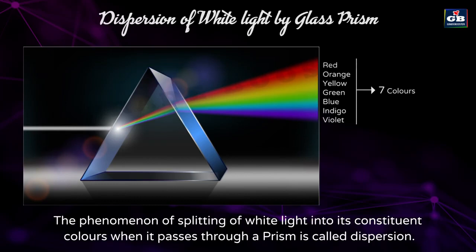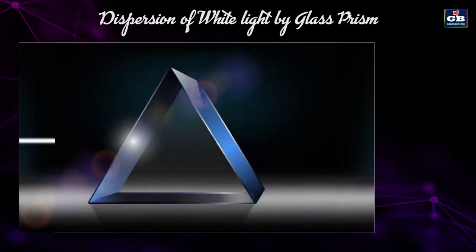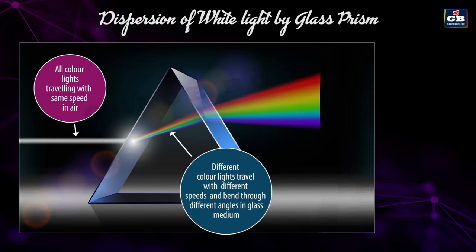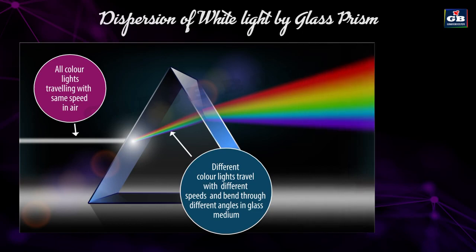Do you know why we cannot see the different colors when the light is traveling in air or vacuum? The light rays of different colors travel with the same speed in vacuum and in air. So, we do not see the colors separately. But in other mediums, they travel with different speeds and bend through different angles, which leads to dispersion of light.